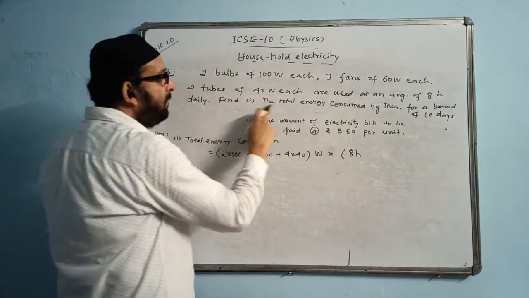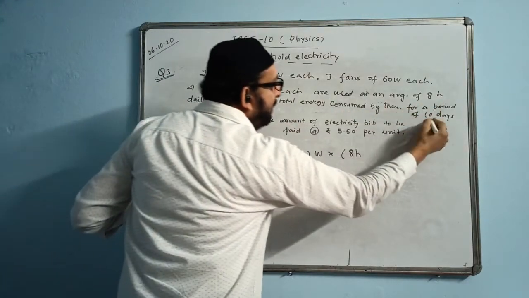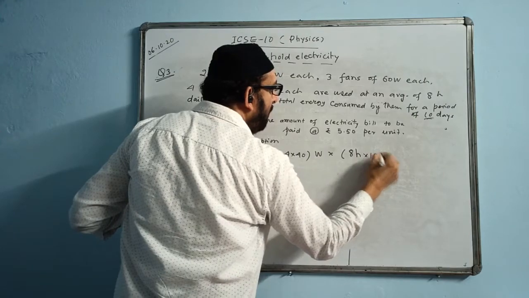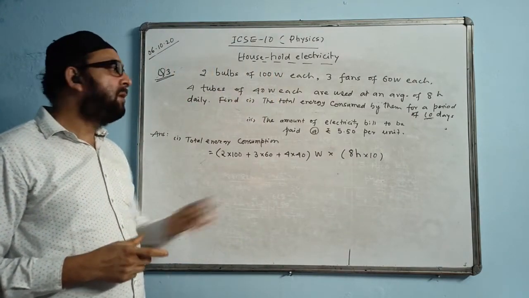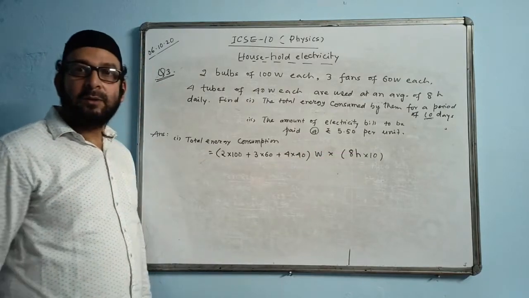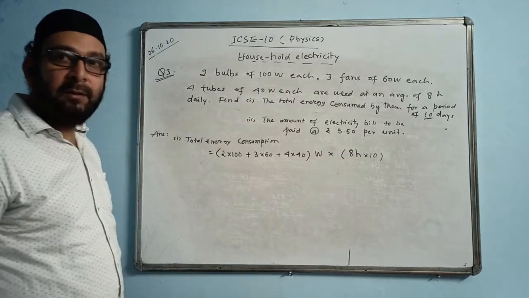But we have to calculate the total energy consumed by them for a period of 10 days, so into 10 we will do. In one day we are using for 8 hours. In 10 days, for how many hours are we using? So 8 into 10, that is 80 hours. As simple as that. So we can write multiply by 10.